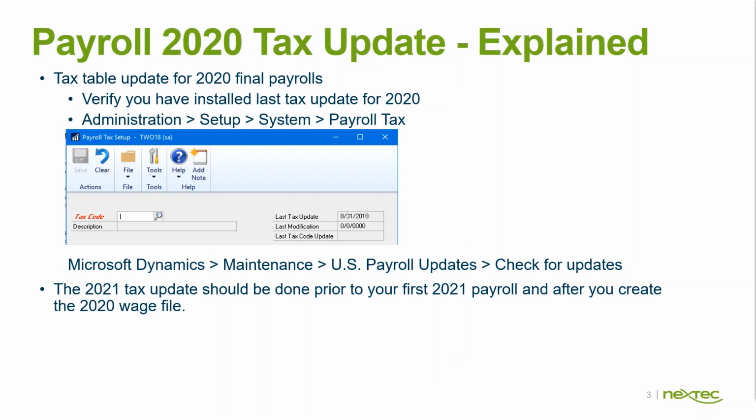You do want to make sure you've got the final 2020 payroll tax update installed. You do this by going to Administration, Setup, System, Payroll Tax. You can also go to the Microsoft Dynamics GP drop-down menu, select Maintenance, US Payroll Updates, and check for updates to go ahead and install the latest payroll tax update. The 2021 tax update should be done prior to your first 2021 payroll and after you create your 2020 wage file.